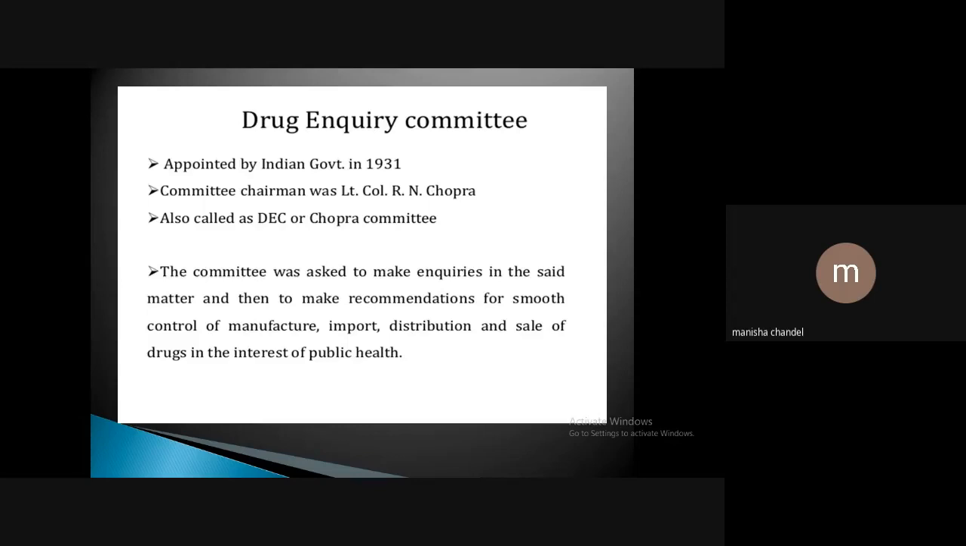The committee chairman was Colonel R.N. Chopra. So the Drug Enquiry Committee, also known by the name of its chairman, Chopra Committee or DEC. So what was the main work of this committee? The committee was asked to make inquiries in the said matter and then to make recommendations for smooth control of manufacture, import, distribution and sale of the drugs in the interest of public health.